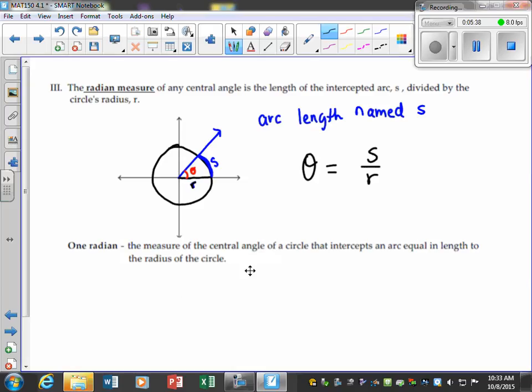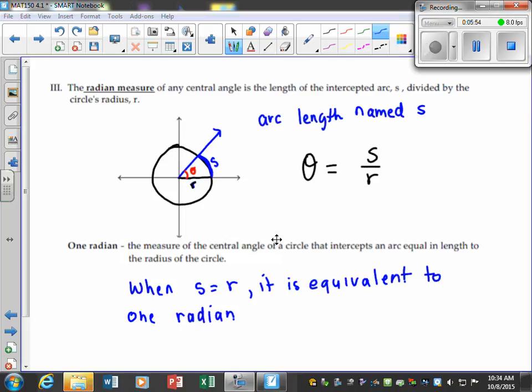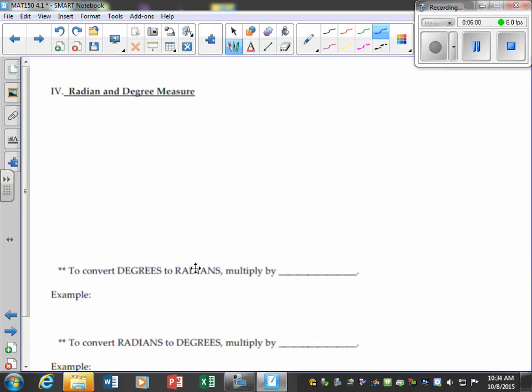1 radian: the measure of the central angle of a circle that intercepts an arc length equal to the length of the radius of the circle. That's just when S is equal to R, it's the equivalent to 1 radian. So we're still gathering facts so we can see how all this comes to play when we get to our unit circle.